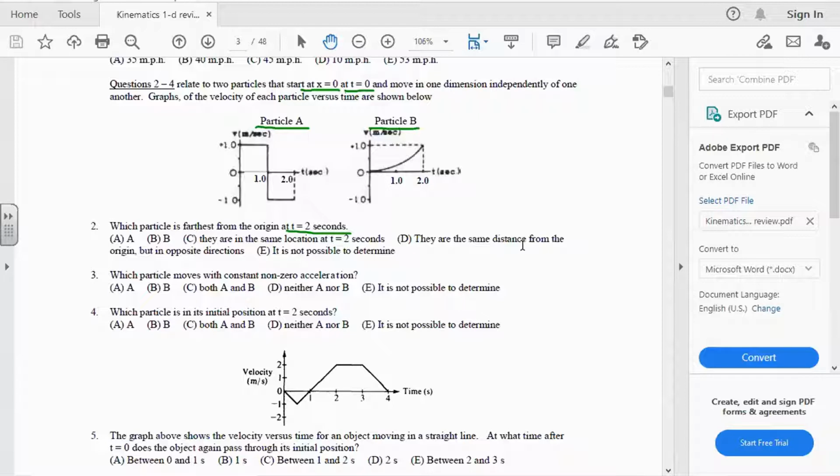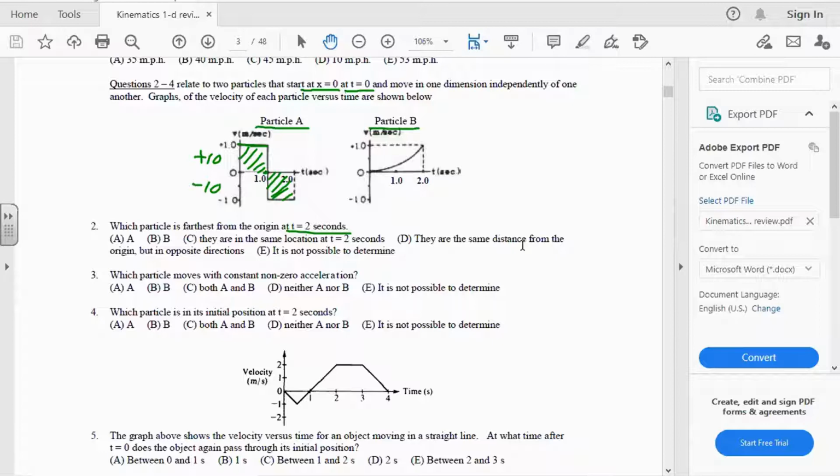And to find which one's furthest, we have to find the area underneath the velocity time graph to find the displacement. So we can see that this one's moving at 10 meters per second for 1 second. So we find that area, and that's going to give us an area of 10. But then it turns around and heads back the opposite way at 10 meters per second for another second. So what that means is it moved positive 10 meters, then it moved negative 10 meters. So it ends up right back where it started. So it's at 0 after 2 seconds.